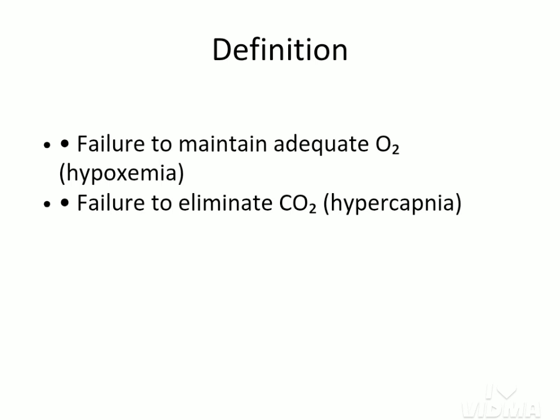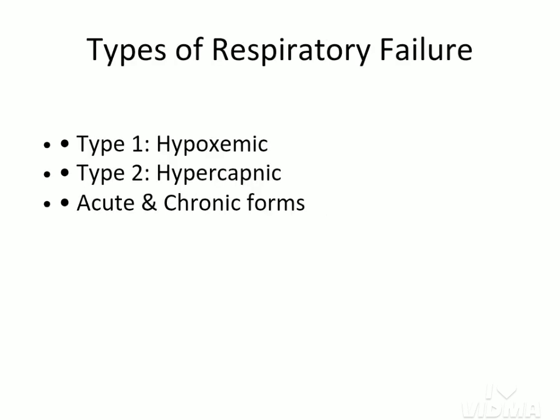Then types of respiratory failure. Respiratory failure can come on suddenly, that is acute, or over time, chronic. There are two common types: hypoxemic respiratory failure, that is type 1, and hypercapnic respiratory failure, that is type 2. Then perioperative respiratory failure and respiratory failure due to shock are the other types of respiratory failure.